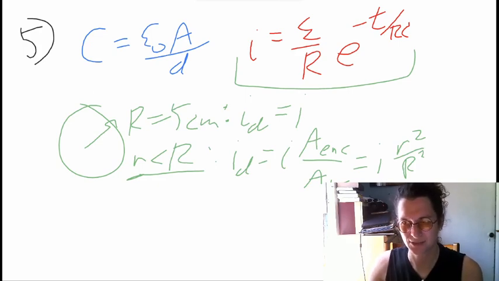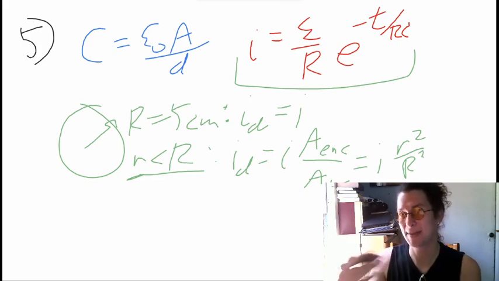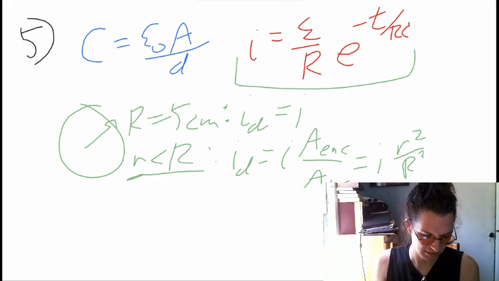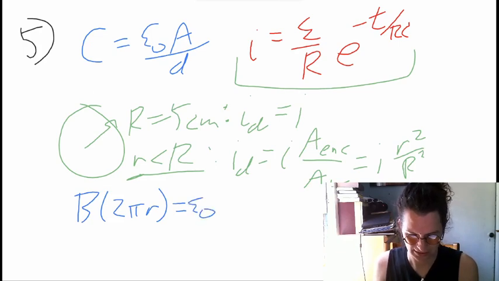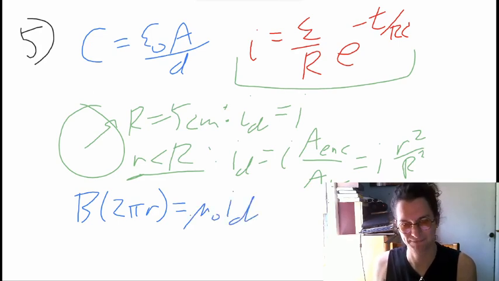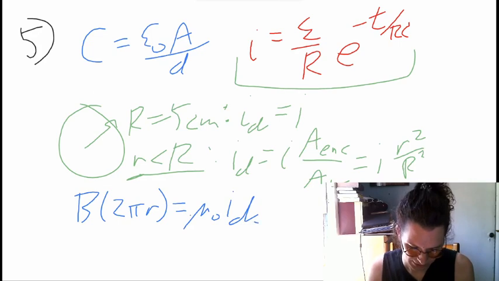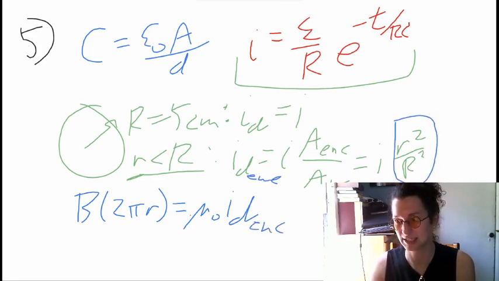And once we have our displacement current, they want us to relate that back to the magnetic field. So the last thing to do is just to say that our integral of B dot ds, which we know is just going to be B times 2 pi r, is equal to epsilon naught mu naught times the displacement current that we find right here. Okay, so I should put displacement current enclosed because we're truly accounting for the enclosure right here.